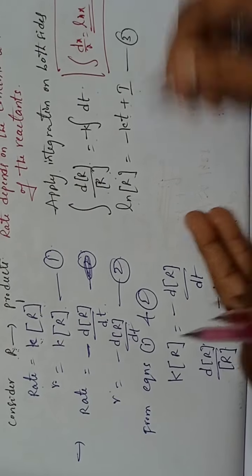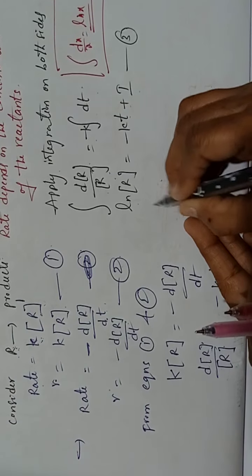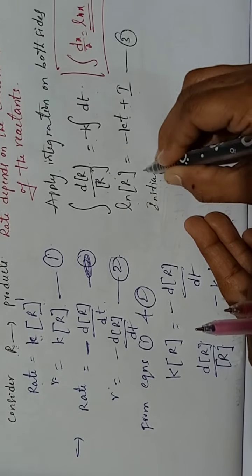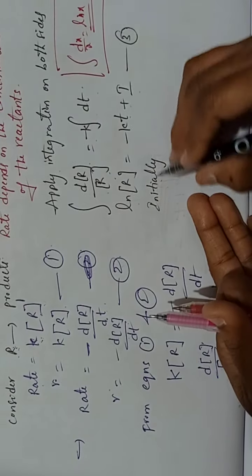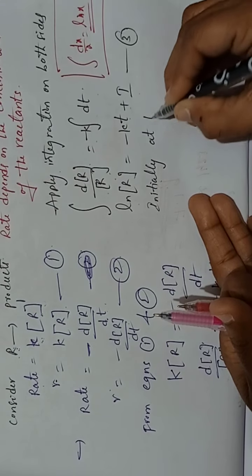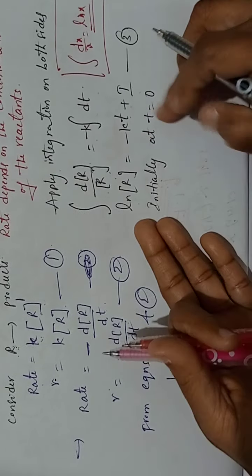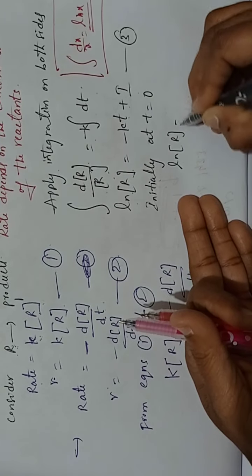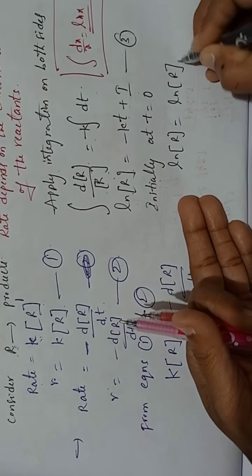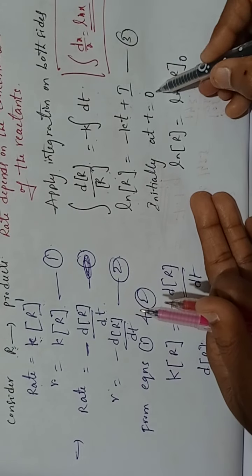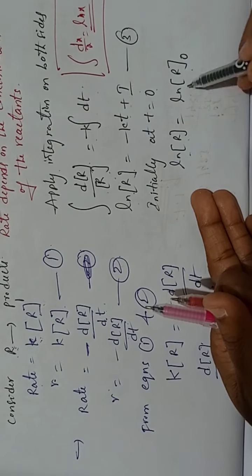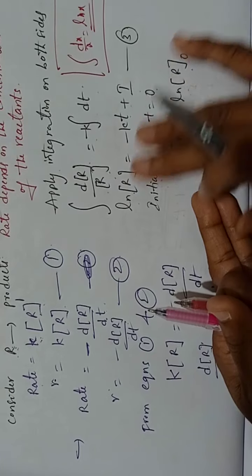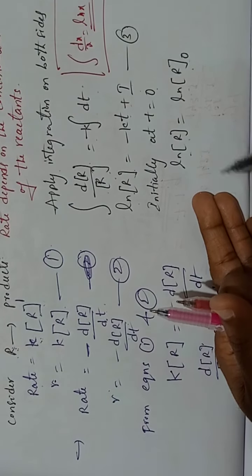This is equation 3. Now I am taking initially, at t equal to 0, the reaction has not started. So at t equal to 0, what about ln r? Ln r is equal to the initial concentration of the reactant. So at t equal to 0, the value of ln r is ln r naught. Substitute these values here, then you will get the I value.